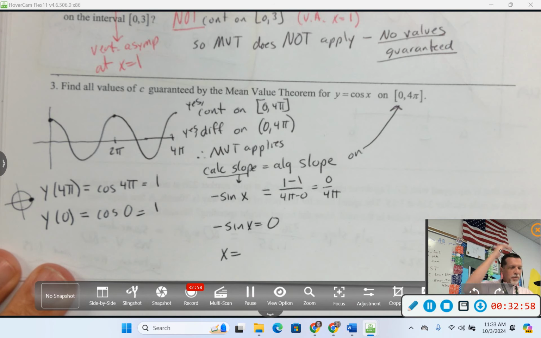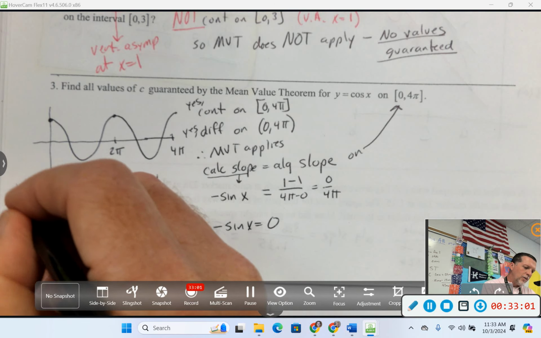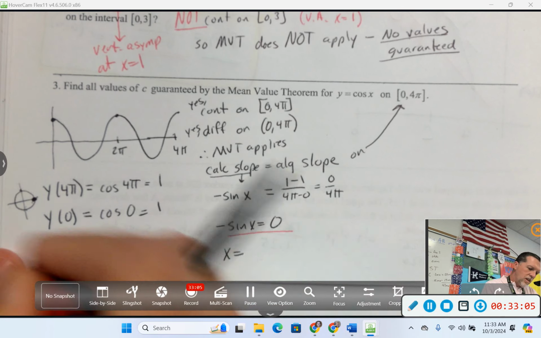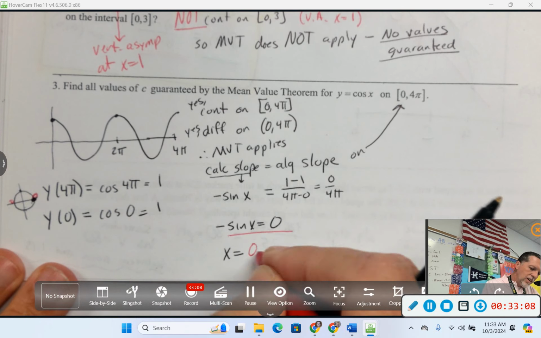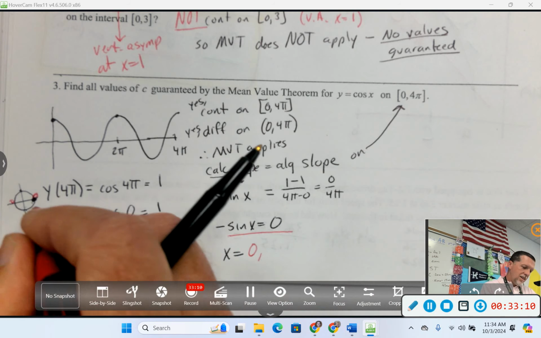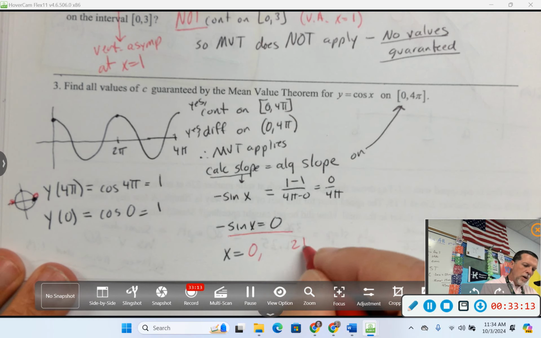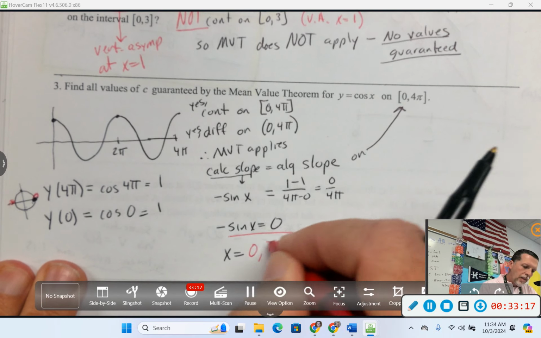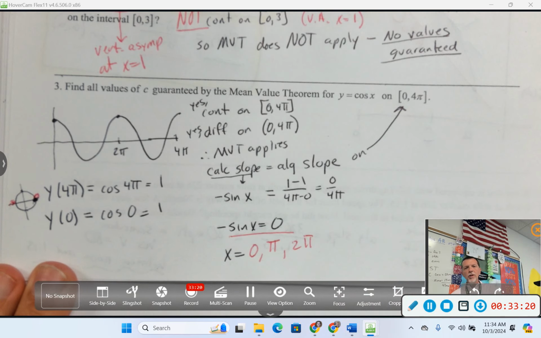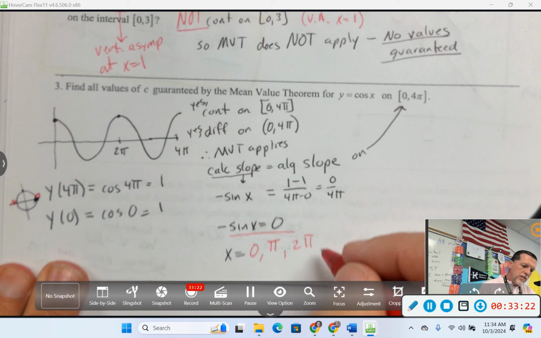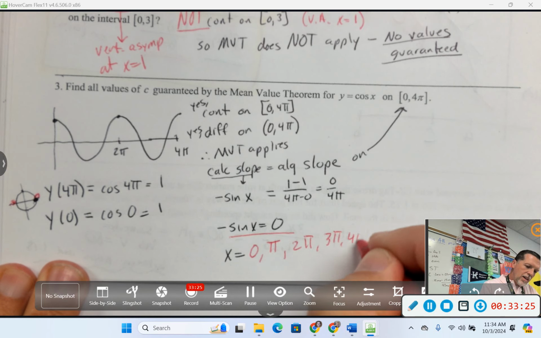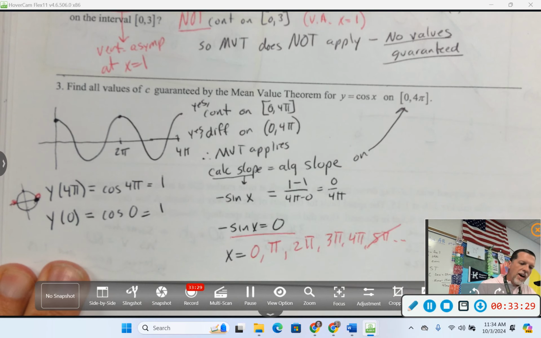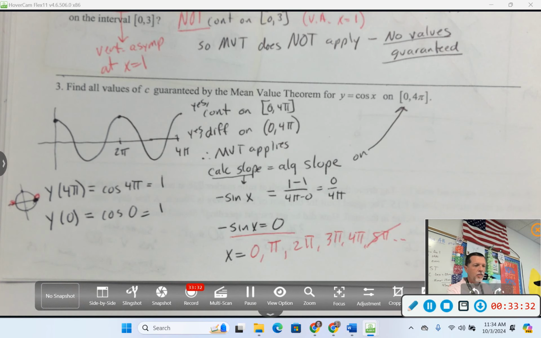Wait, sine is the up and down one, so I don't want those 2 points. I want these 2 points. So 0 and 2 pi is right, but there's something in between: pi. And I've got to be thinking about going all the way to 4 pi. So 3 pi, and 4 pi, and 5 pi, and on and on. Although I can throw out the 5 pi because it's not on my interval.